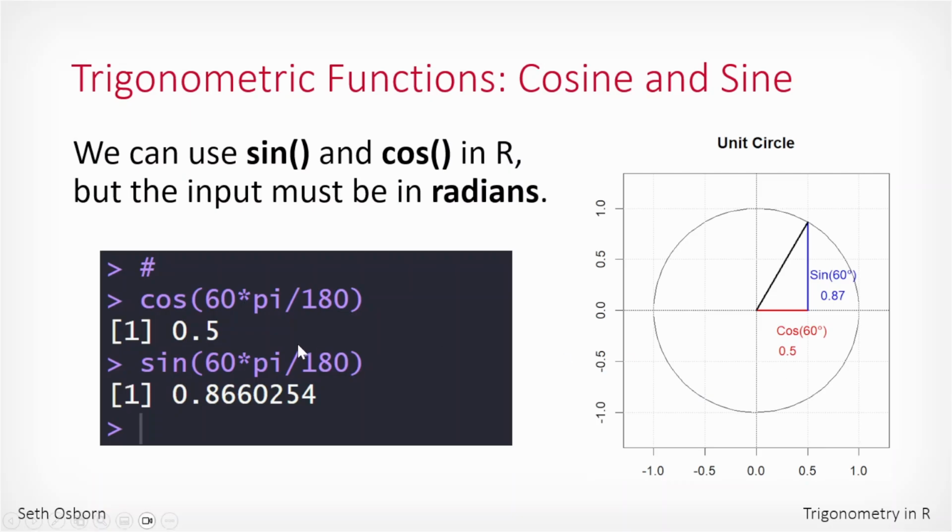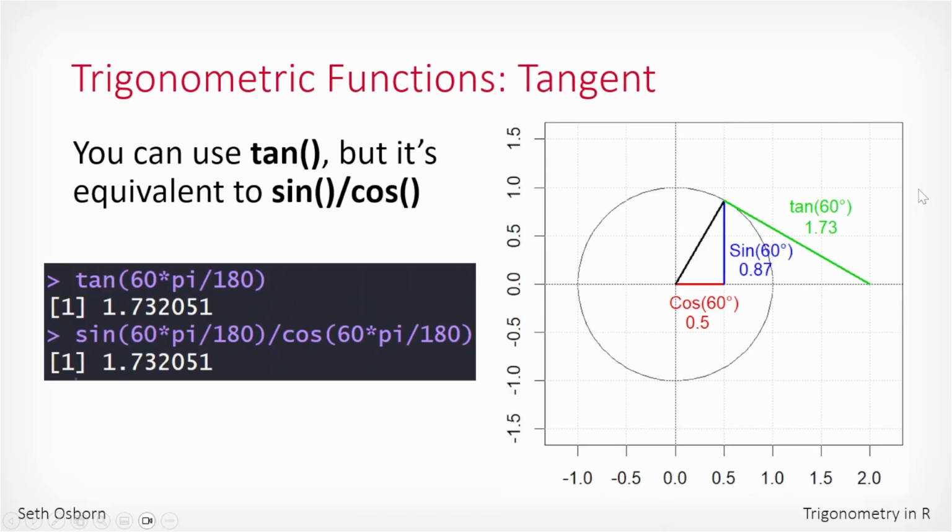that's what it would be because we just solved that a minute ago based on the properties of 30, 60, 90 triangles. Similarly, for sine, we say sin, open parentheses, 60 degrees times pi over 180, that converts it to radians, and we find that it's about 0.87. That's the length of this line segment.